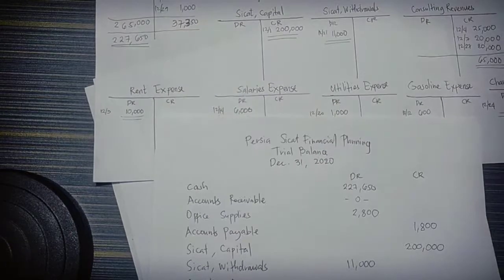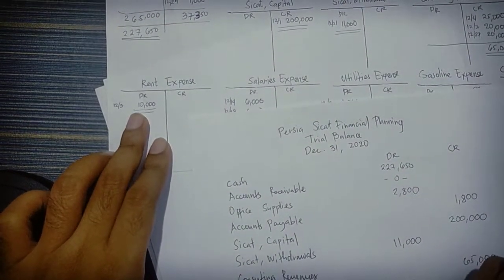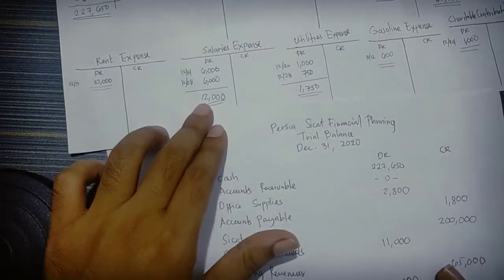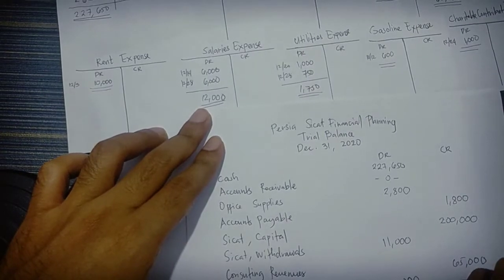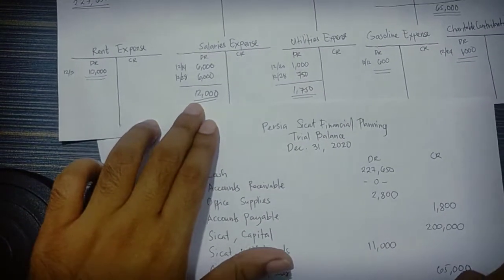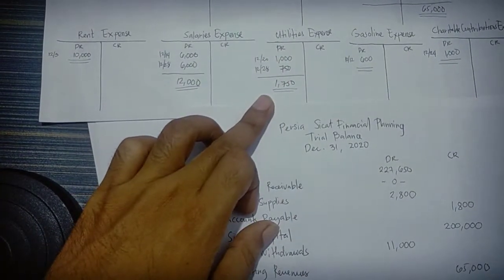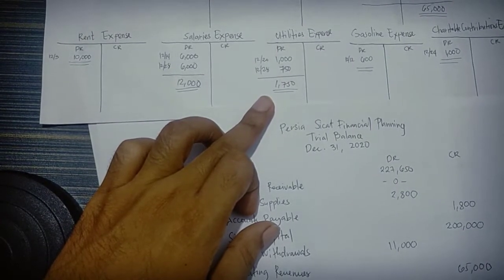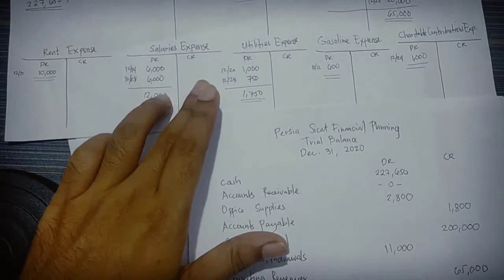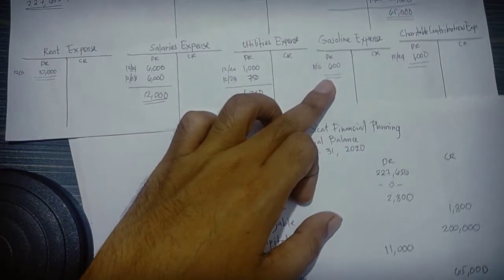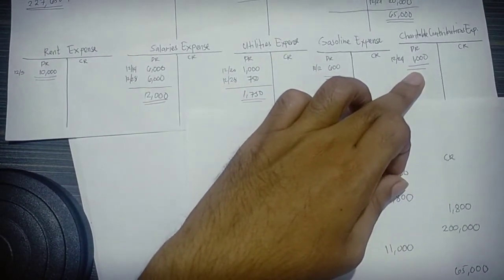Rent expense, 10,000, debit side. Salaries expense, 12,000, debit side. Okay, normal balance kasi ng expenses sa debit side. Utilities expense, debit side, 1,750. We have gasoline expense, 600. And of course, charitable contributions expense, 1,000.